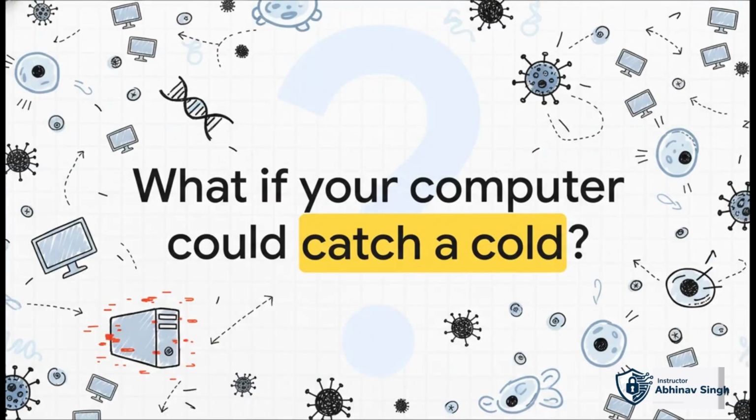It sounds a little weird, right? But that one question is pretty much the key to understanding all of this. Because in so many ways, a computer virus acts just like a biological one. It finds a host, it makes copies of itself, and then it spreads.